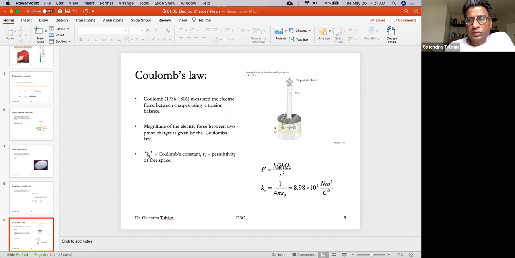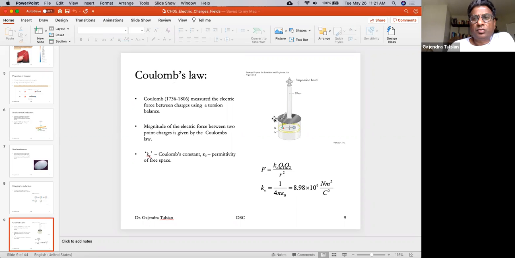So anyway, the force depends on the product of the charges divided by the distance squared. Okay. So if the two charges are positive, or if both the charges are negative, the force will be positive. Okay, so the force is repulsive. This is just giving you the magnitude of the force. Okay.